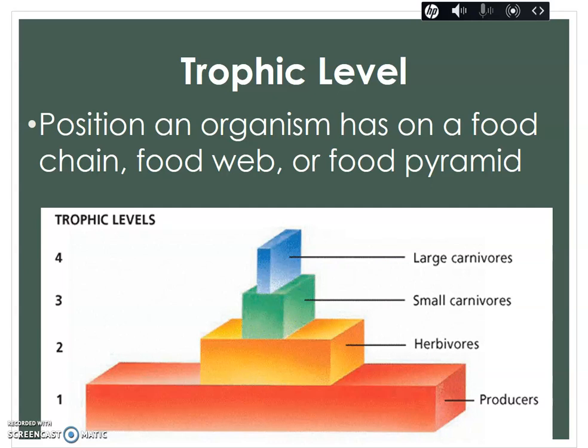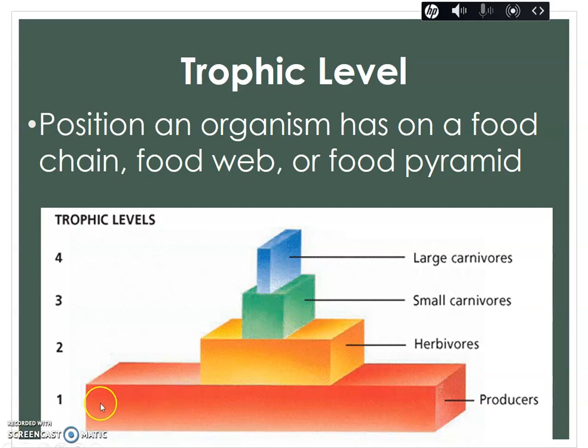But trophic level, it's just your position, or an animal or an organism's position, on a food chain, food web, or food pyramid. So down at the very bottom, you have your producers. These are the plants, the greenery that produces energy from the sun. They actually produce their own energy. They make their own energy from the sun, right?